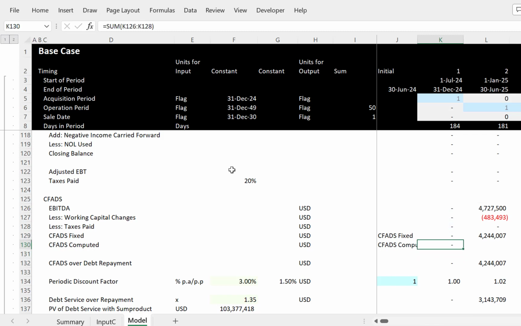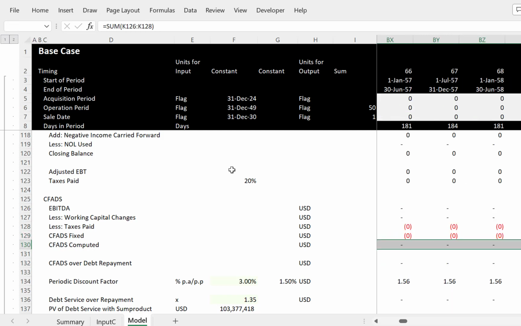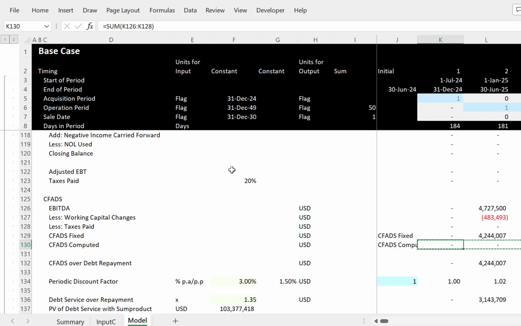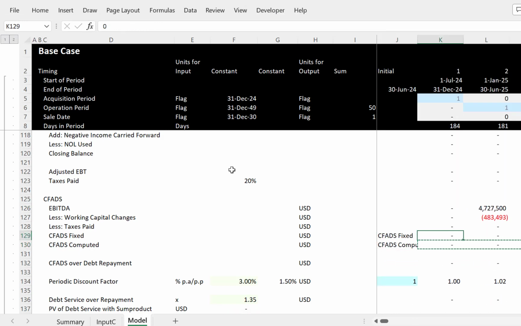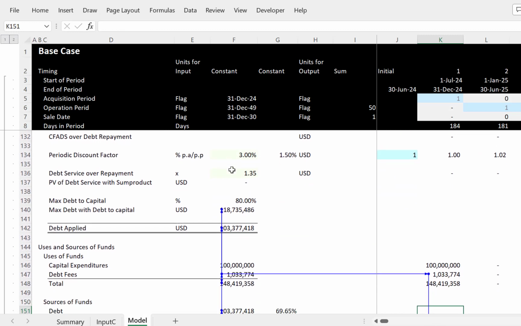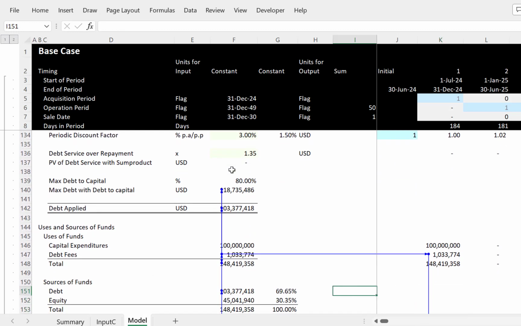Okay, that didn't cause a problem. And then just temporarily, we'll copy this and paste special as values to this. That gets rid of that one. Now, of course, we've still got this silly problem with the debt fees.